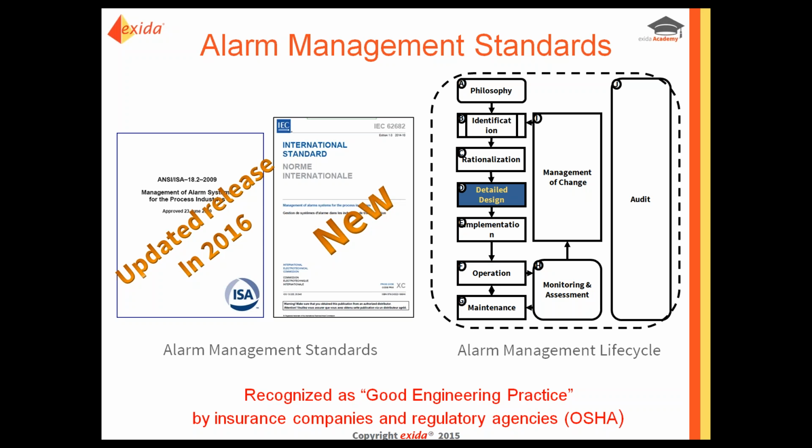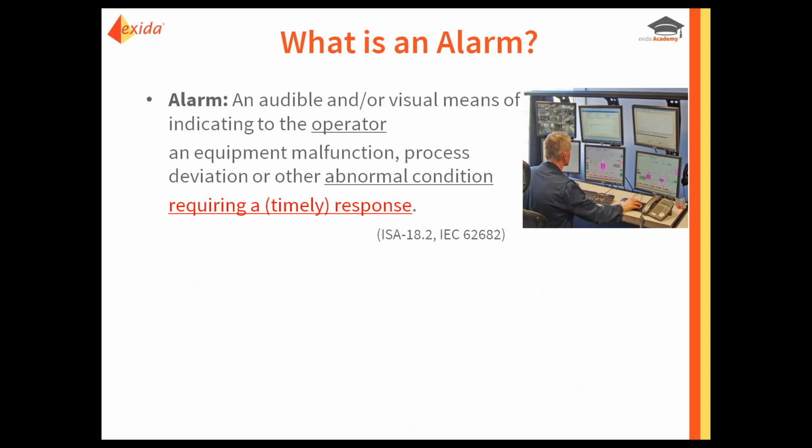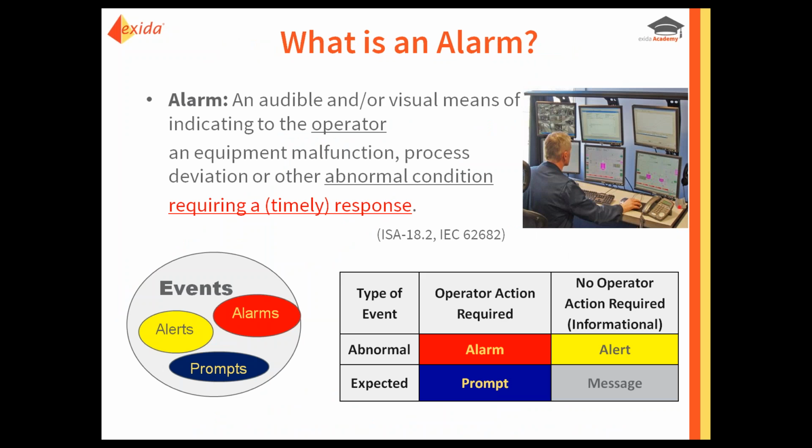Both of these standards define what's called an alarm management life cycle, which is a workflow process for alarm management. They both define the requirements of what you need to do to implement an effective alarm management system. Now, in the alarm management life cycle, we're going to focus on one of the stages, and that is the detailed design stage. Now, just to refresh what an alarm is, both standards define the definition, and the purpose of an alarm is to notify the operator that there's a situation that requires their corrective action to prevent a consequence.